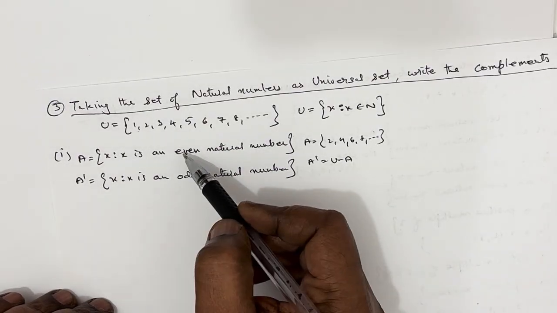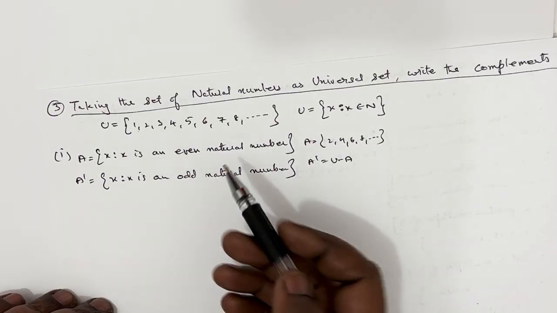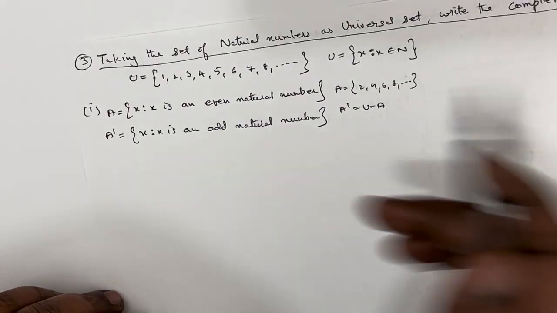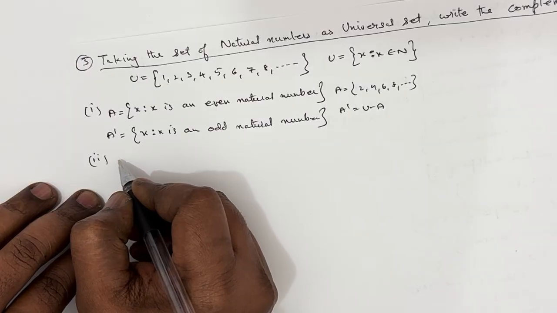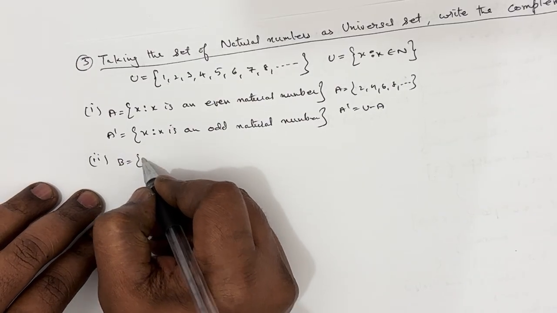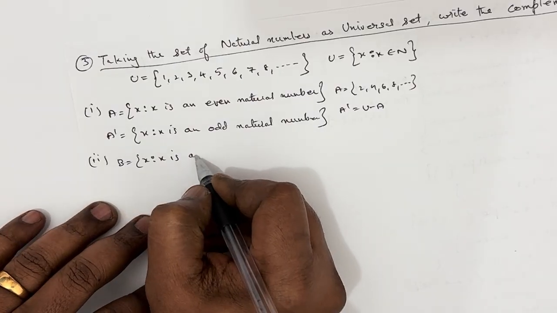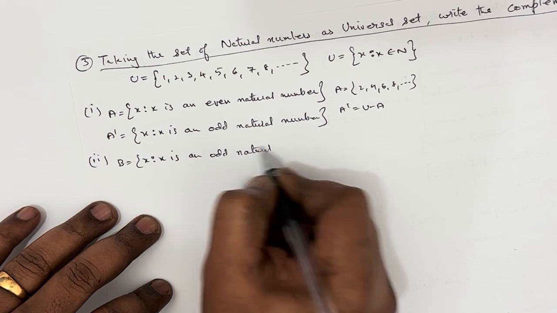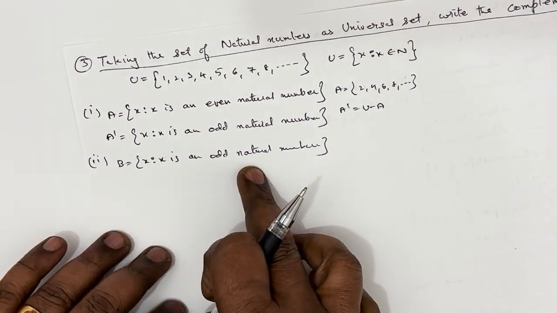So we just get the opposite. If it's even, we get odd. If it's odd, we get even. So A and A complement are always opposite. Next question is, let it be set B, x such that x is an odd natural number. Here x is an odd natural number.